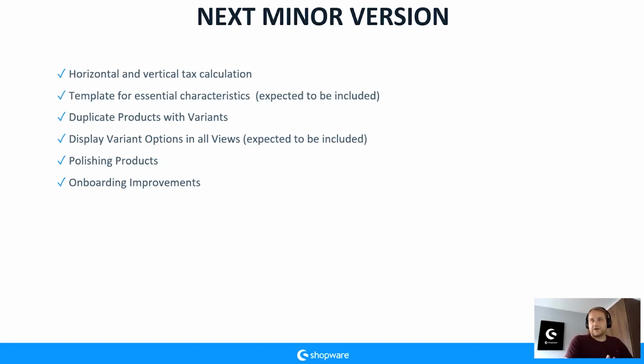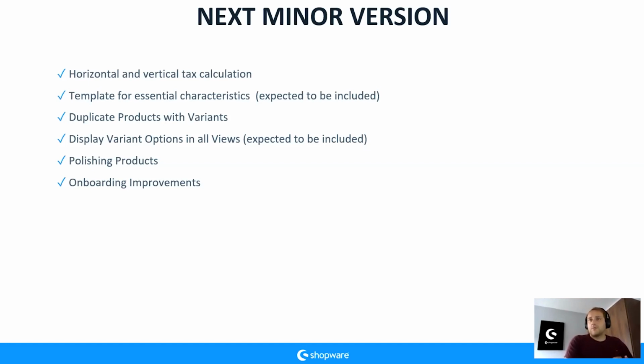Template for essential characteristics. You can define a template to configure all necessary characteristics of a product, to display them in the checkout process or in the storefront. And yeah, this is more like a legal thing, for example, for Germany.